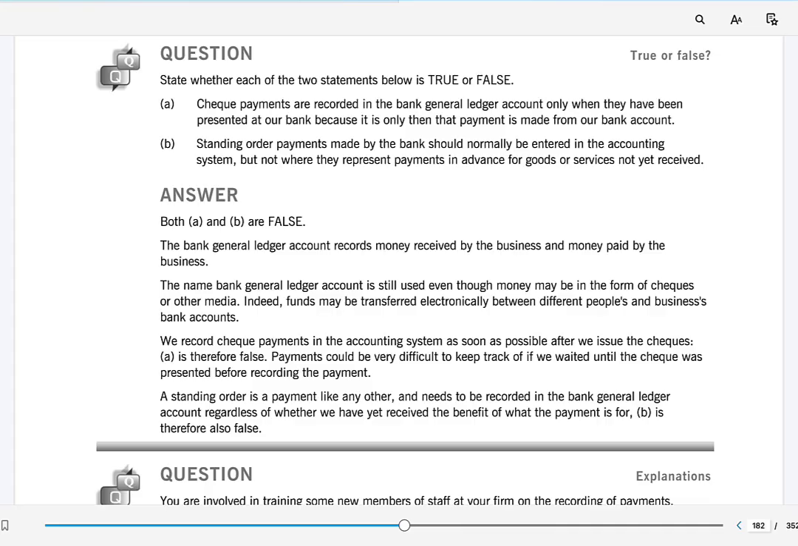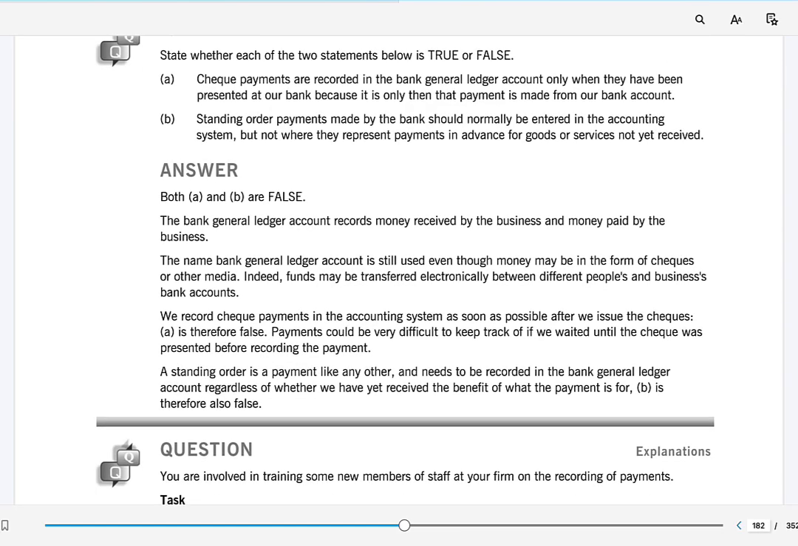Final teacher summary. The reason both statements are false is the same core idea. The bank general ledger is mainly about recording cash movement. So when money leaves the bank, record it. When money enters the bank, record it. Do not wait for later. Do not delay the entry. This rule keeps the bank ledger accurate. This rule makes bank reconciliation possible. This rule makes control over payments stronger.